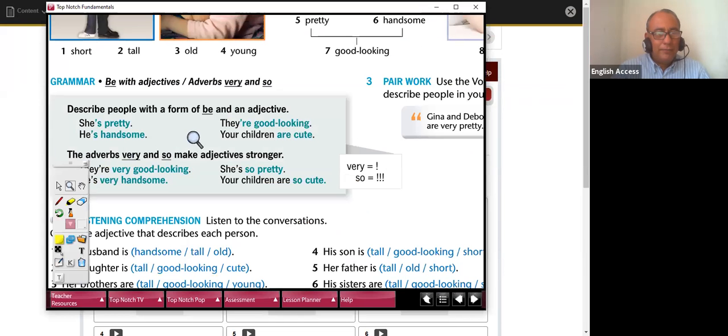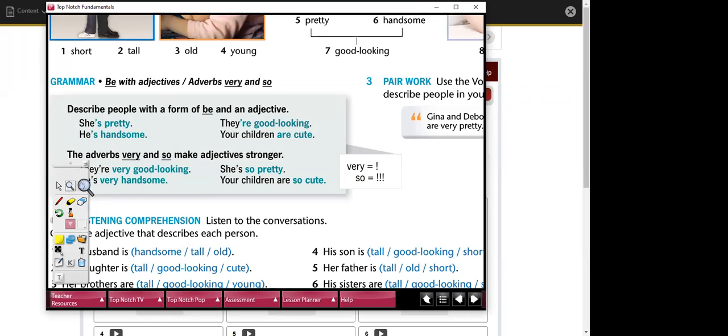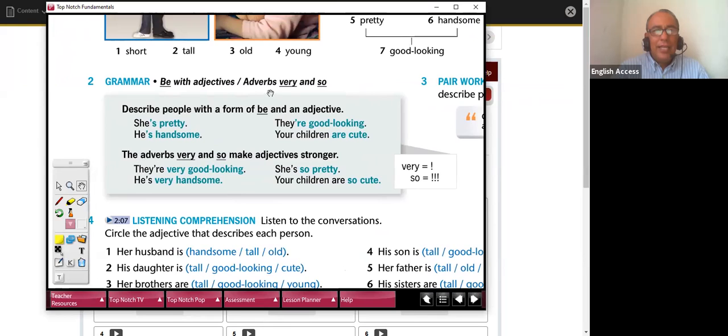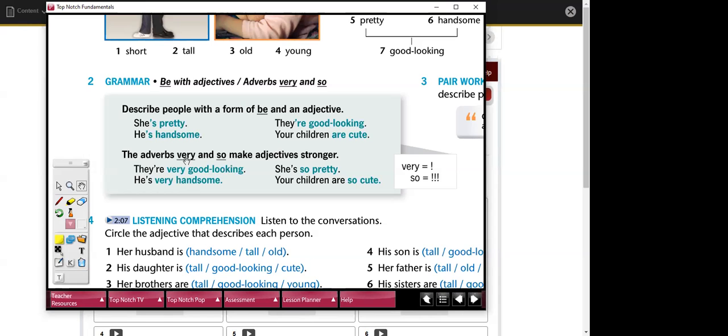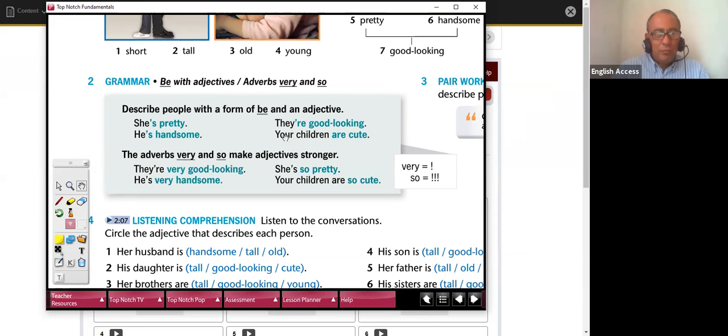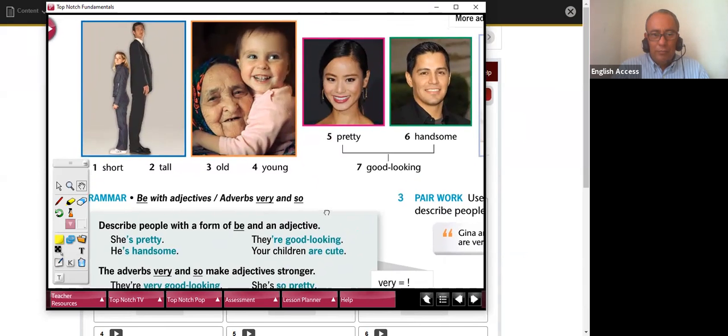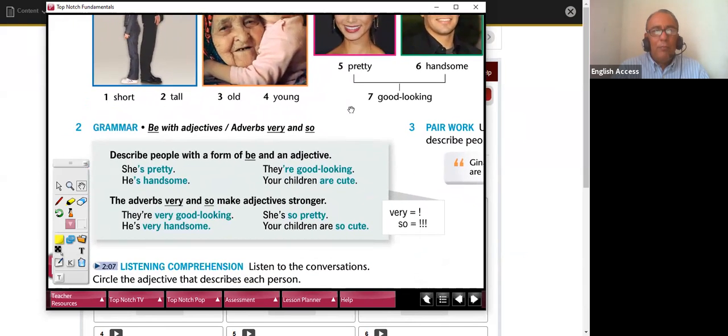¿Pueden ver esta página? Sí. Dice, be with adjectives and adverbs, very and so. She's pretty. Ella está bonita. Entonces, aquí también el pretty, como very, lo podemos sustituir. Aquí she's pretty, se habla de una persona, ¿no? Pretty. Pero podemos sustituir la palabra very con pretty.